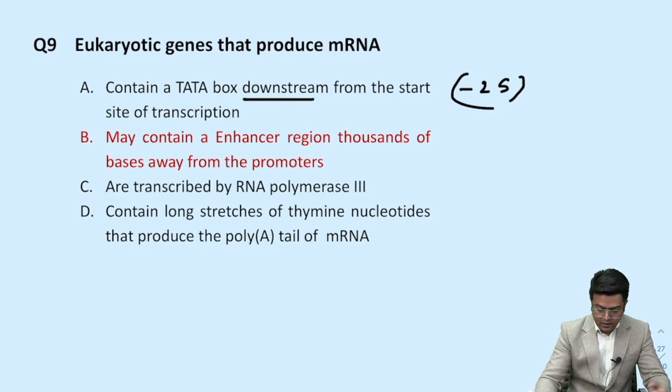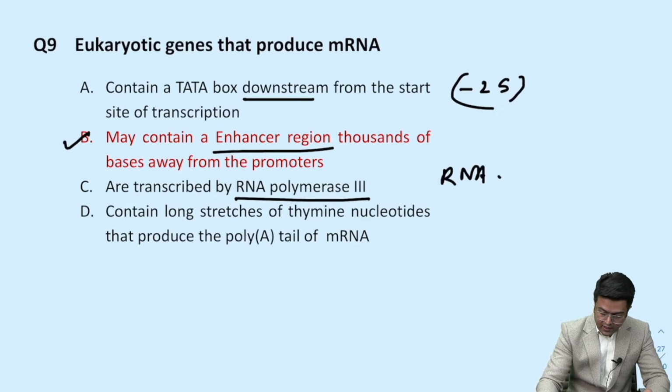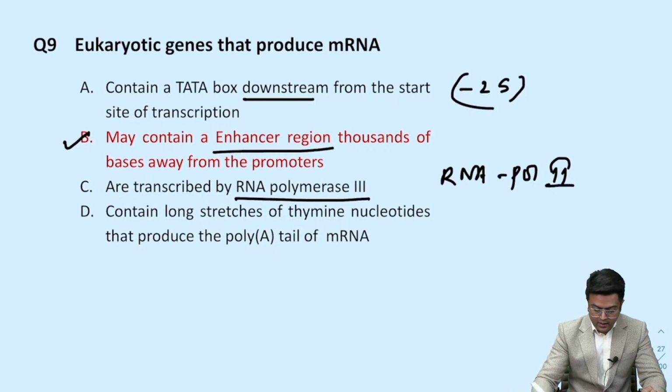Eukaryotic genes are bigger. They may contain enhancer regions, which are thousands of bases away from the promoters. So guys, that is the correct answer. Are transcribed by RNA polymerase 3? No. The genes which make the mRNA are transcribed by RNA polymerase 2, right?